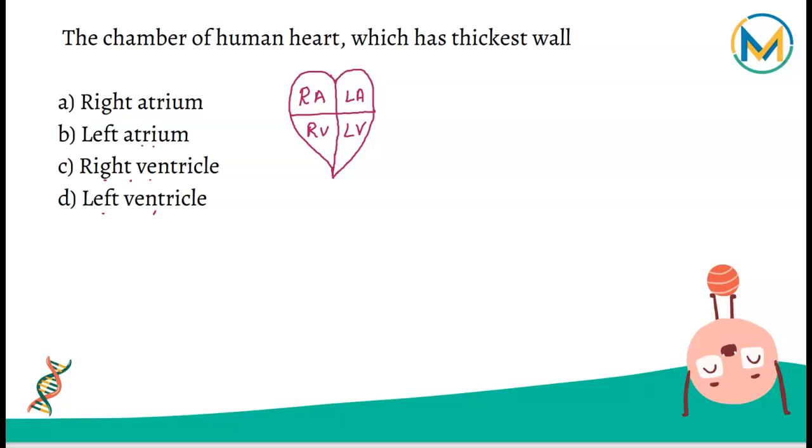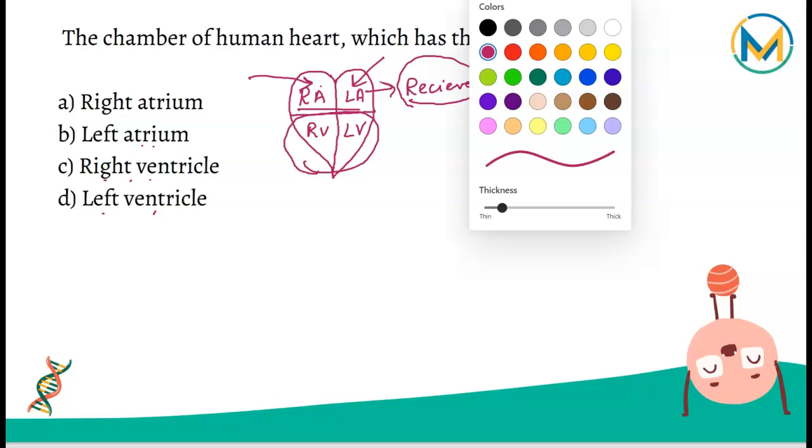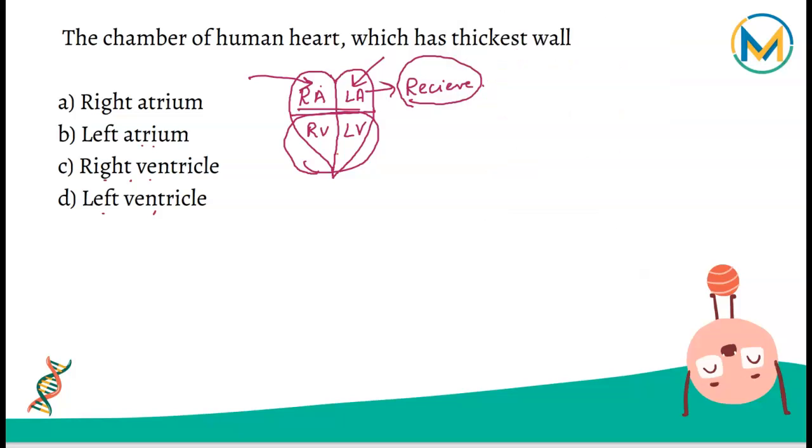So the function of both the atriums is to receive blood. This receives deoxygenated blood, this receives oxygenated blood. So they both are basically doing the work of receiving. So they do not have thick walls at all. In fact, they have thin walls. Whereas both the ventricles do the work of pumping blood outside. So both of them have strong and thick walls. And out of the two, the left ventricle will be thicker and stronger.